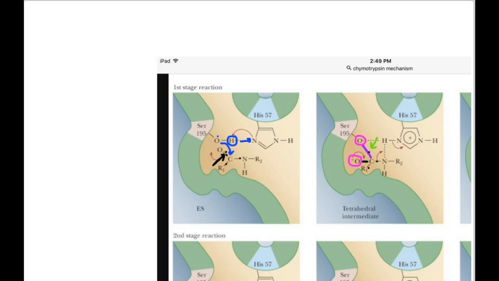So I'm going to clear this off of the screen now and move on to step 3. I'm going to reload the picture, so bear with me for just a moment or two.